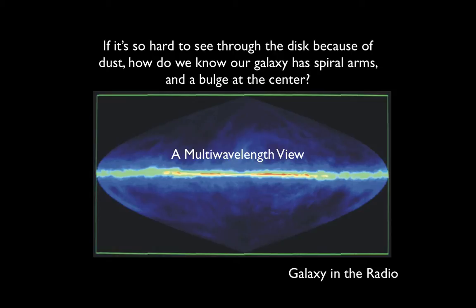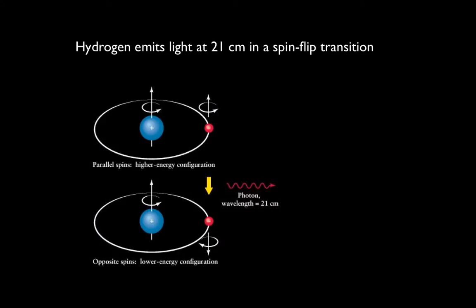So what does looking at the galaxy in the radio tell us, for example? Well, radio emission comes mostly from hydrogen, from neutral hydrogen atoms, so atoms of hydrogen that have one proton and one electron. Hydrogen atoms can emit light at a very specific wavelength. That wavelength is 21 centimeters long, and they emit that light during a spin-flip transition.